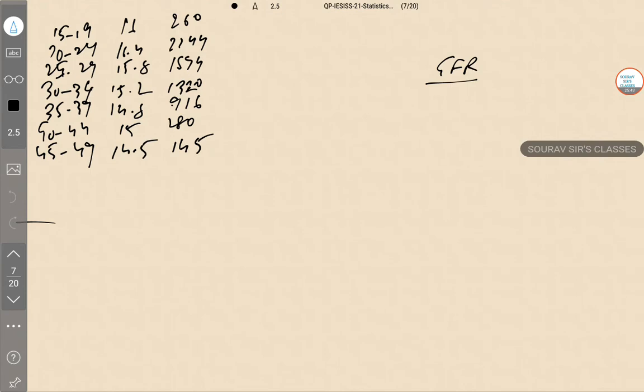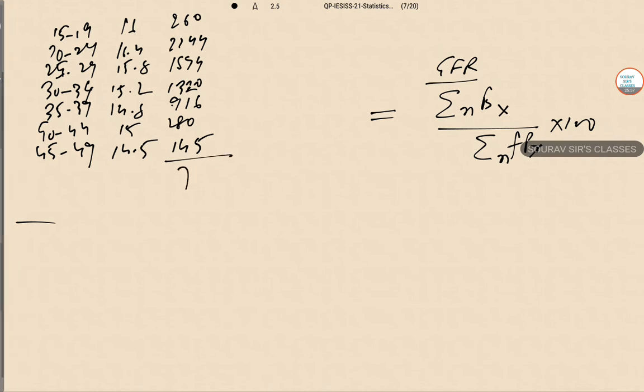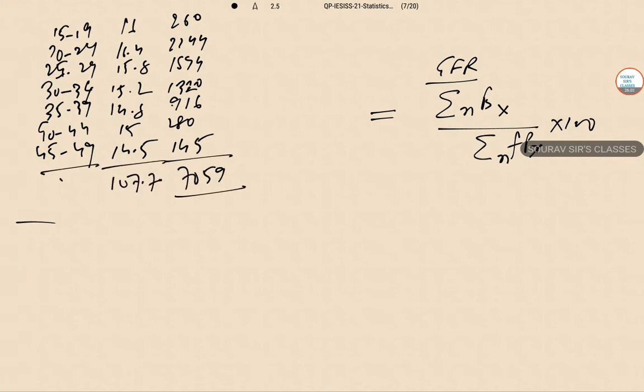So GFR is summation of NBX by summation of N of f of px into 1000. So this is the first value. Here we need to calculate this. This will give you 7059. This is giving 107.7. So this is pretty easy.